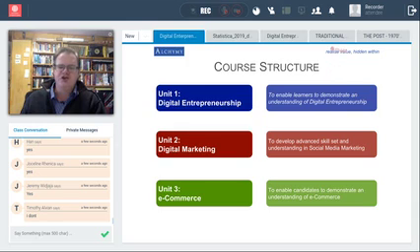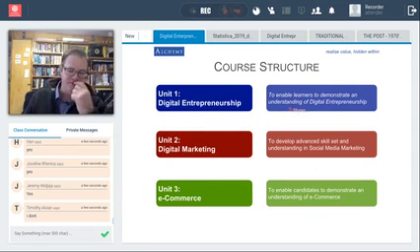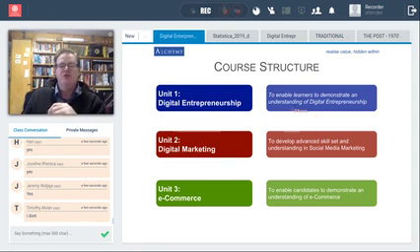Okay, so the core structure then is there are 3 units: digital entrepreneurship, digital marketing, e-commerce. And this is what we're hoping you're going to learn as a result of this, to enable you to demonstrate an understanding of digital entrepreneurship. So you need to know what we're about. You also need to apply some skills in the social media space and social media marketing.